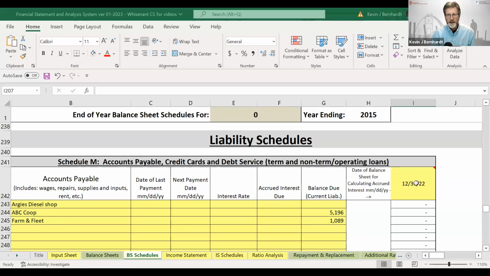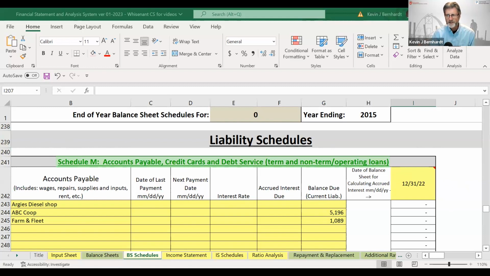Okay, on the visual you have in front of you is the spreadsheet itself, and it's the tab called Balance Sheet Schedules. And we are midway down that, row 239, as a matter of fact. And this is the beginning of the liability section, in particular, Schedule M. So the different kinds of liabilities that we have are current liabilities, which are those that are going to be due or you're obligated to pay within the next 12 months.